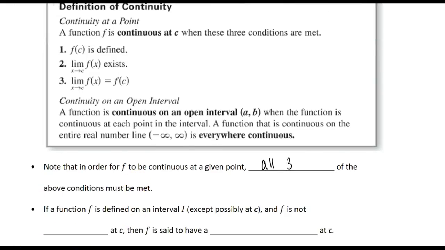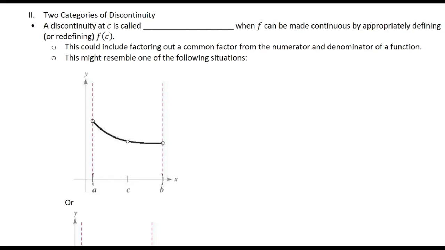Also, if a function f is defined on an interval I except possibly at c, and f is not continuous at c, then f is said to have a discontinuity at c. So if it's not continuous at a point, it has a discontinuity at that point. Now let's talk about the categories of discontinuity. There are two basic types of discontinuity, removable and non-removable. And we've already seen these in our images that we showed earlier, but we're going to look at those in a little bit more detail.